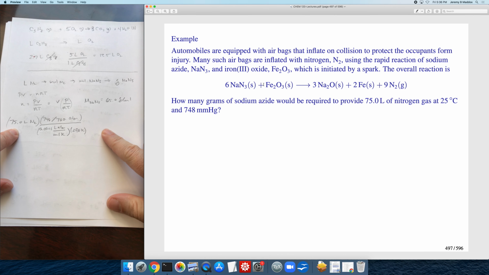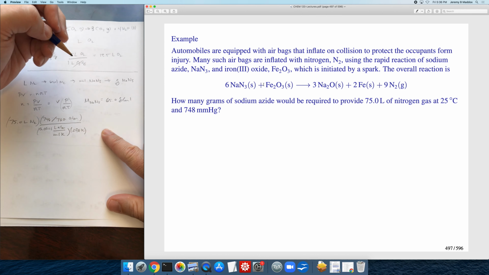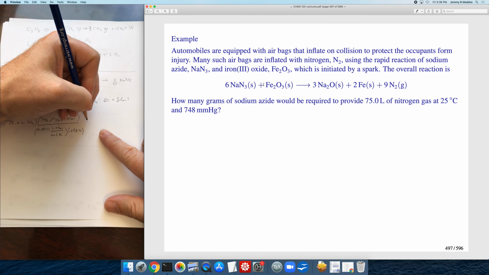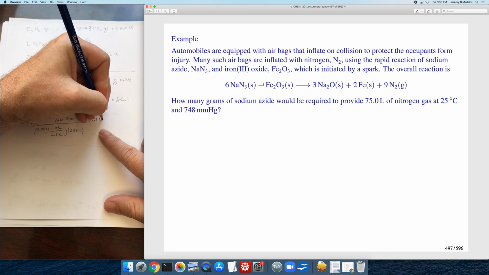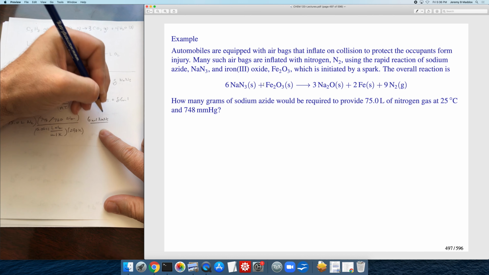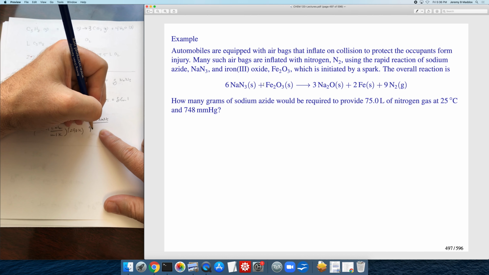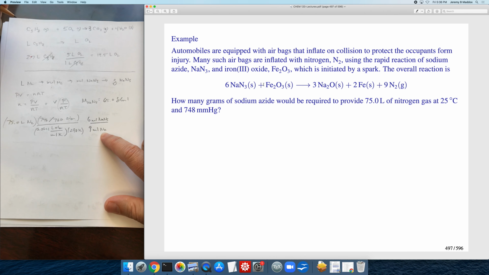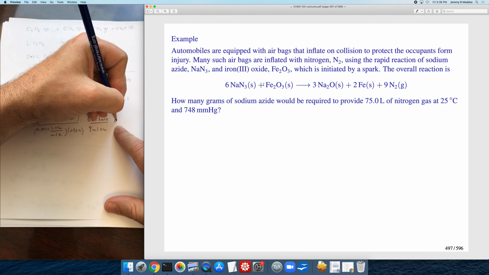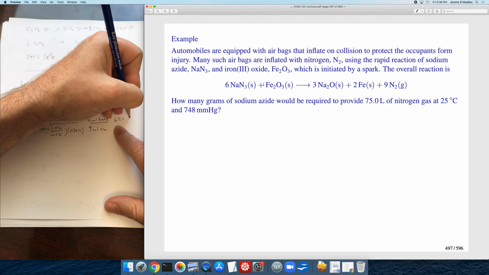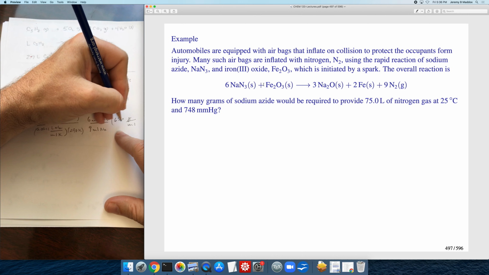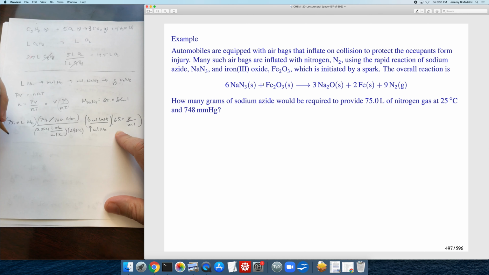Then we can use the stoichiometric coefficients. We say, okay, we're going to need 6 moles of sodium azide for every 9 moles of nitrogen that we want to produce. And then to get the grams of sodium azide, we multiply by the 65 grams per mole. And that's going to give us the answer in grams.